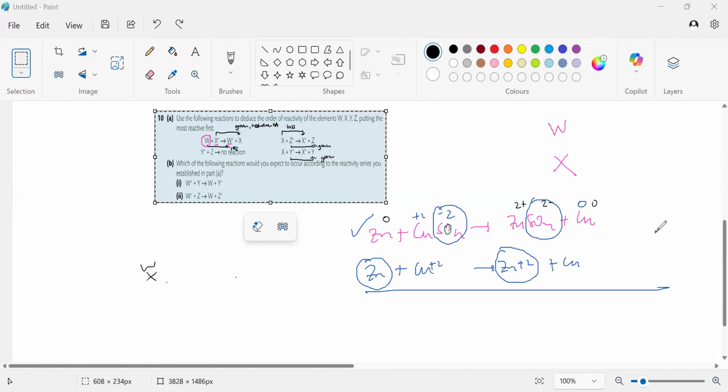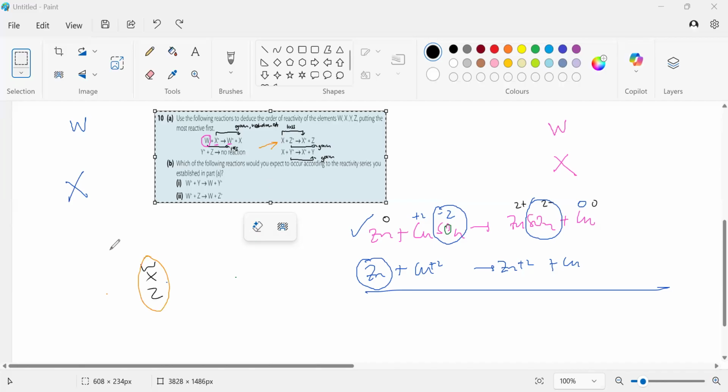I told you, when you go from top to bottom in the reactivity series, what happens? The element loses electrons, right? Is it clear? So X goes above, okay. So W is above Z. Clear? Now next is what? Now take this reaction. X is more reactive; X is above Z.